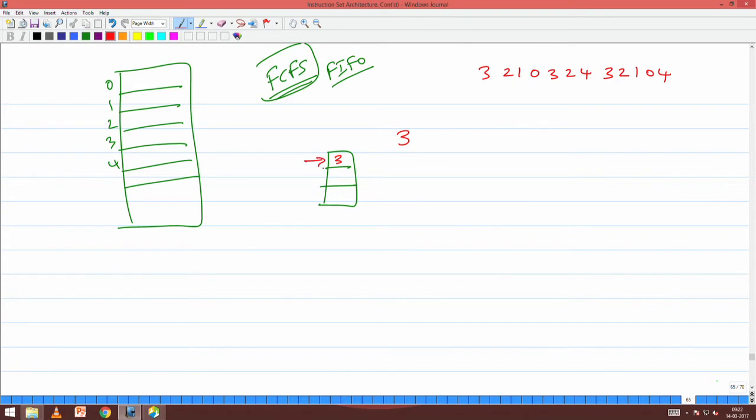Now this is the start. Next 2 comes, 2 is a page fault. Next 1 comes, 1 is also a page fault. Now 0 comes, who gets replaced? 3 gets replaced. Now 3 comes. Now who gets replaced? All these have been page faults. Now again 2 comes, who gets replaced? 1 gets replaced, right? Now 4 comes, who gets replaced? 0 gets replaced.